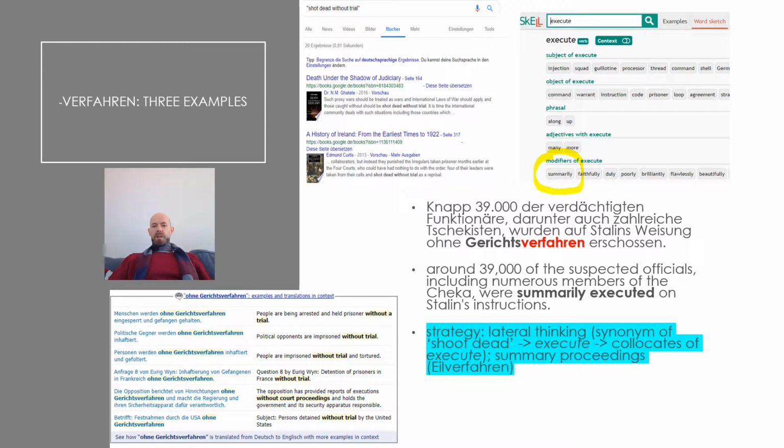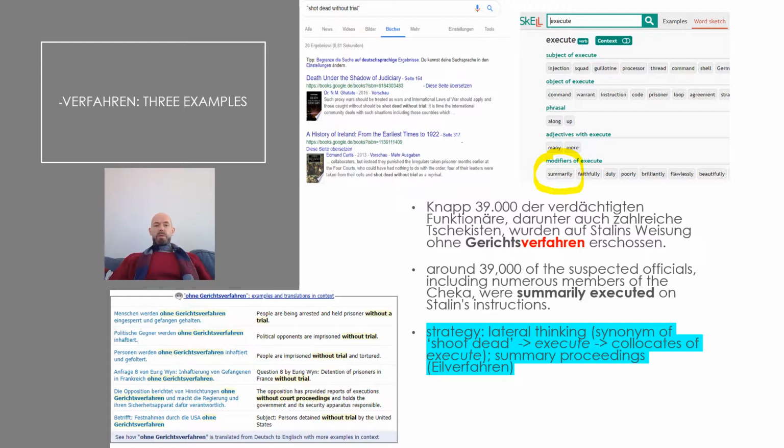There are two interesting things here, actually. Also note the use of instructions. Instructions is a plural noun, where German uses a singular noun, Weisung. But this is not what we're mainly interested in here. We're interested in Gerichtsverfahren, so another noun ending in Verfahren, where the dictionary would tell us that this needs to be translated as court proceedings or trial.